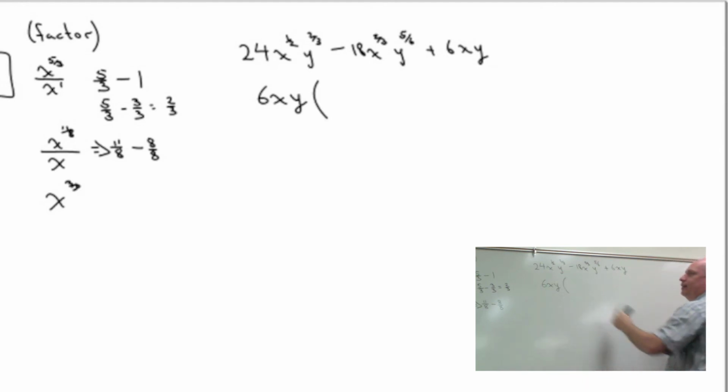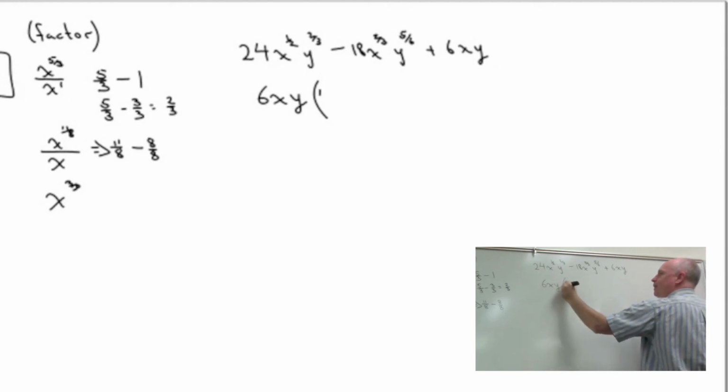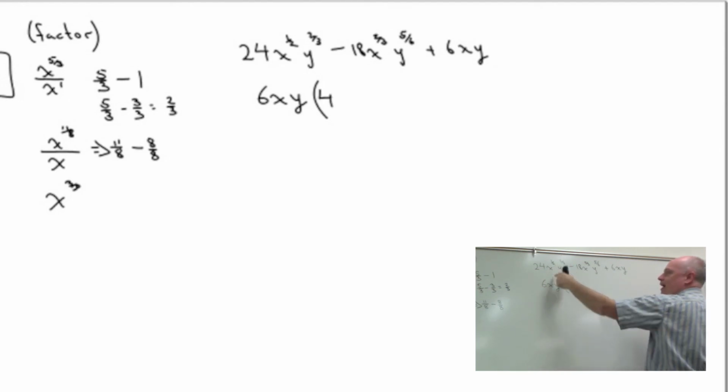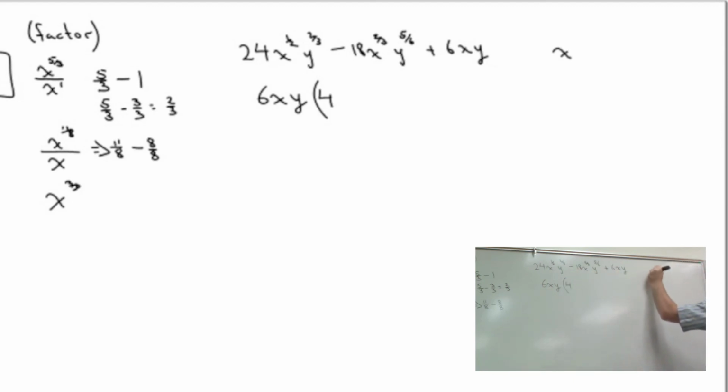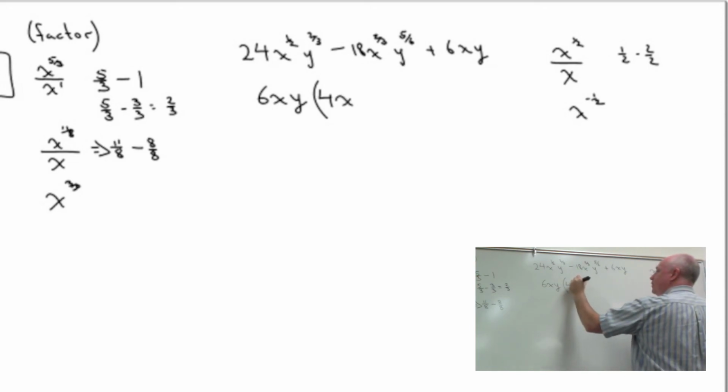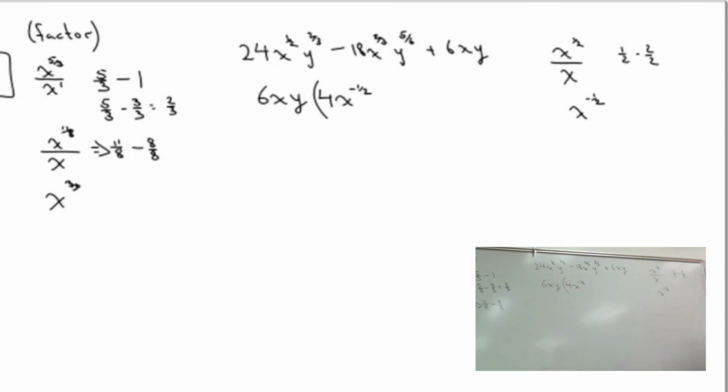What's left behind? Well, 24 divided by the 6 is 4. Then we get to x to the 1/2 divided by x. So this would be 1/2 minus 2 over 2, better known as x to the negative 1/2. That's one reason I don't like the book's method, but that's all right. So I'm just going to write x to the negative 1/2 in here for now. We'll just go by the procedure and then we'll simplify it afterwards.